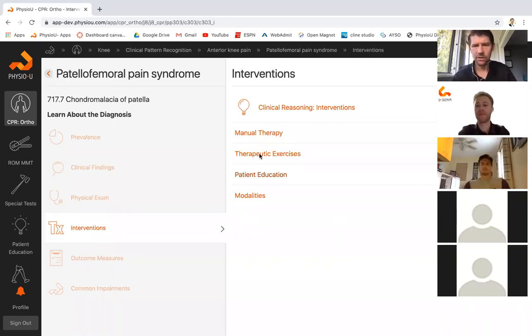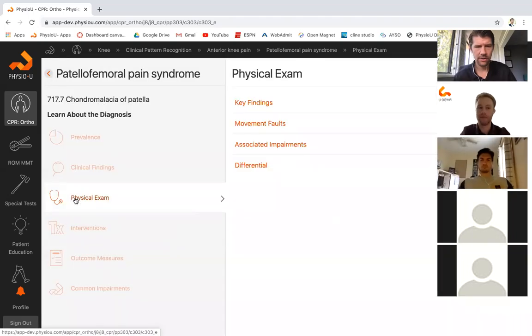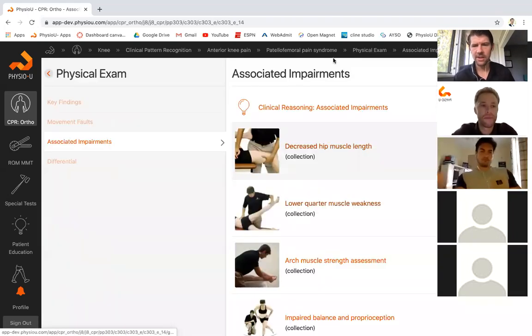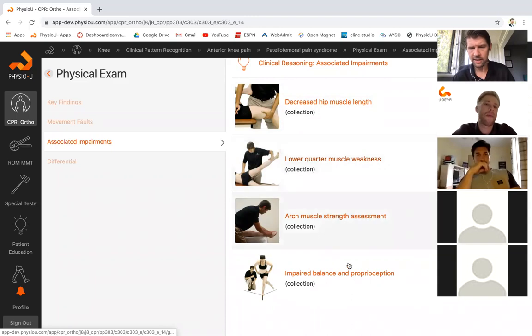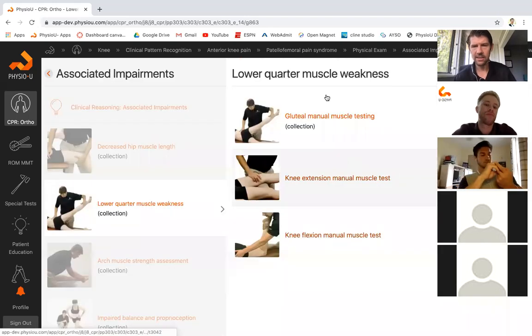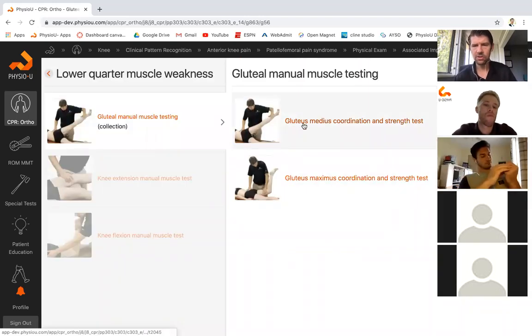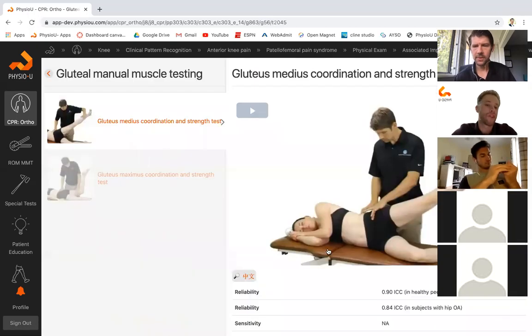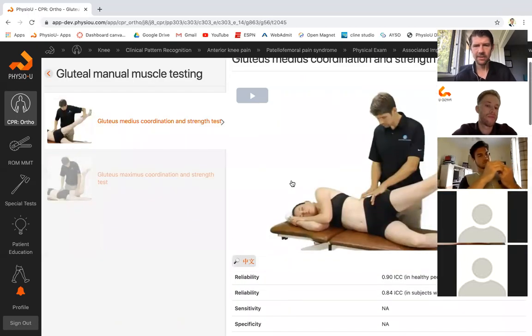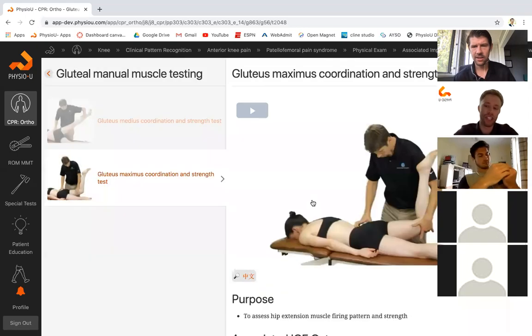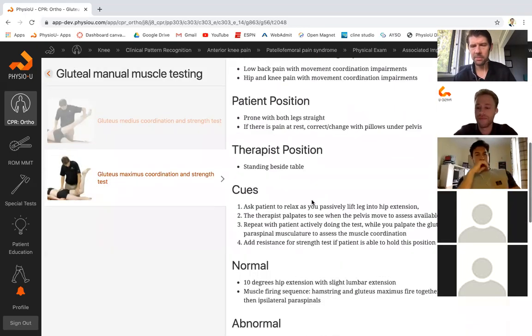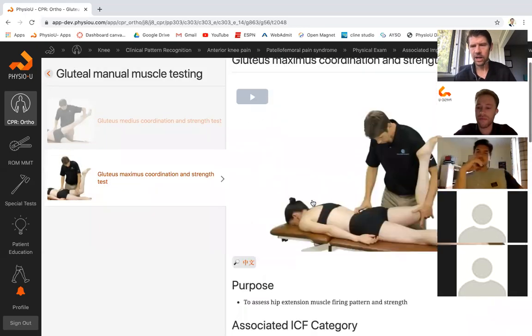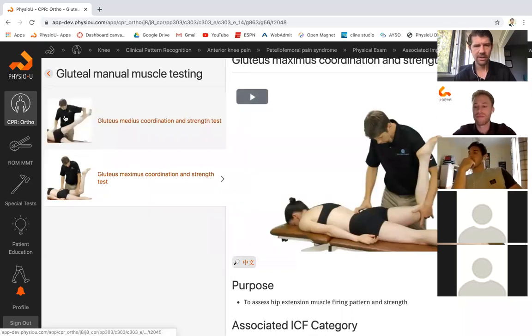But yeah, so if we go to physical exam, so associated impairments, right? I think a lot of you were talking about looking at muscle strength. Yep. So if we look at gluteal muscle strength, we want to look at glute med, glute max, right? Those would be our primary impairment tests because those would help control the femur, right? Good.